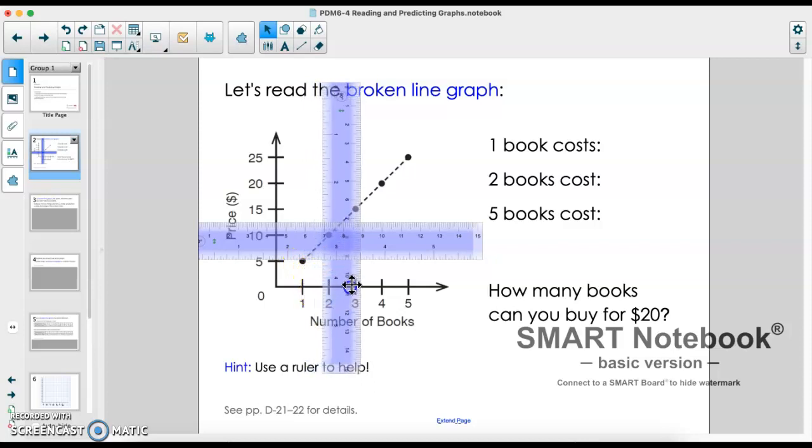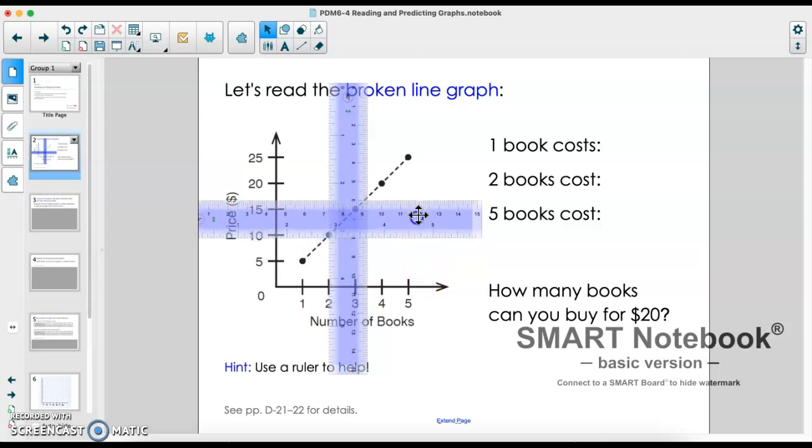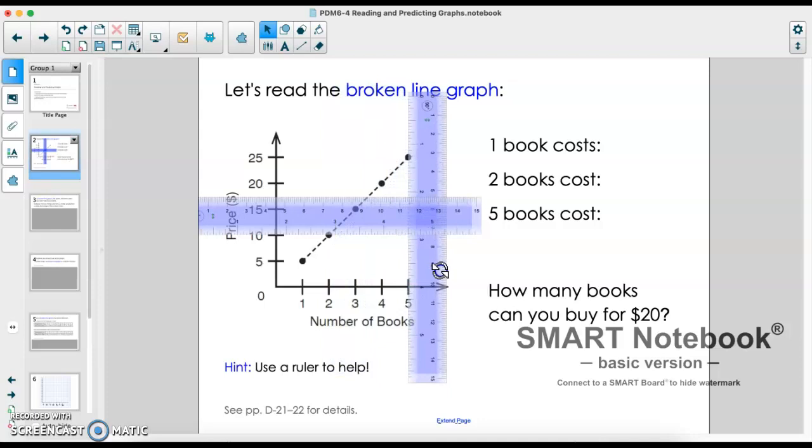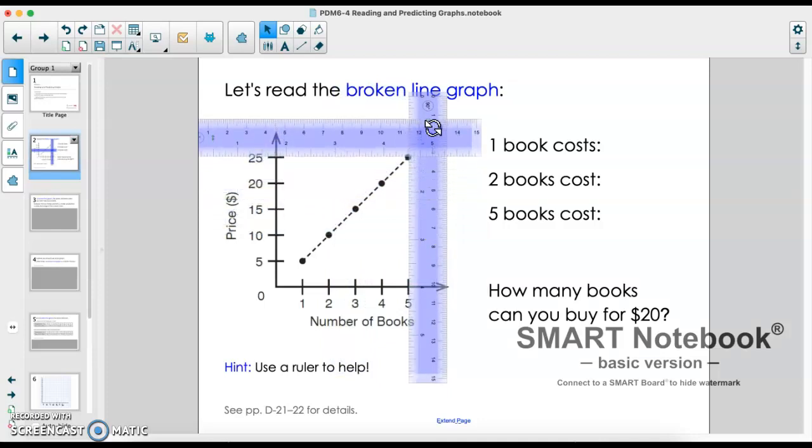Next one says 2 books, so I can slide this ruler. I have 2 rulers here because the rotating feature is kind of a pain. You're probably going to only have 1 ruler, which means you have to rotate it. But I slide it up again, and 2 books is going to cost $10, and then I can slide it all the way over to 5 books to see that 5 books cost a total of $25. That's indicated in your workbook using the ruler method, in that gray box at the top of page 49. It's a thing that you can do to help you out.